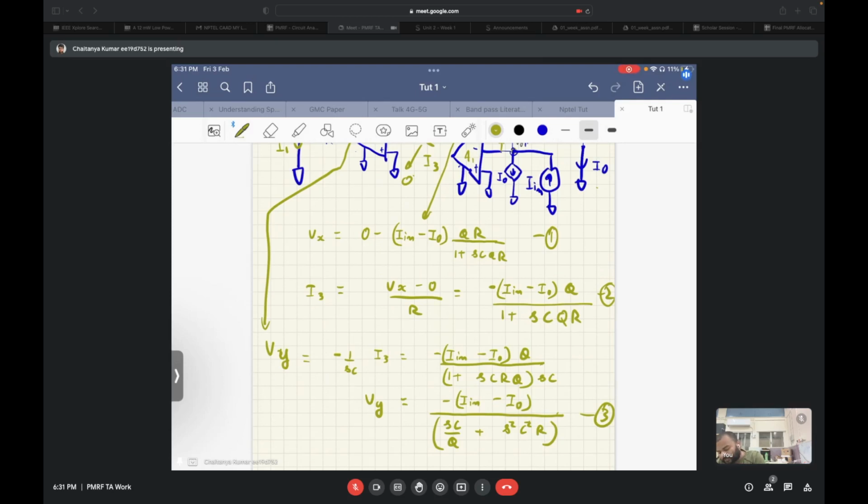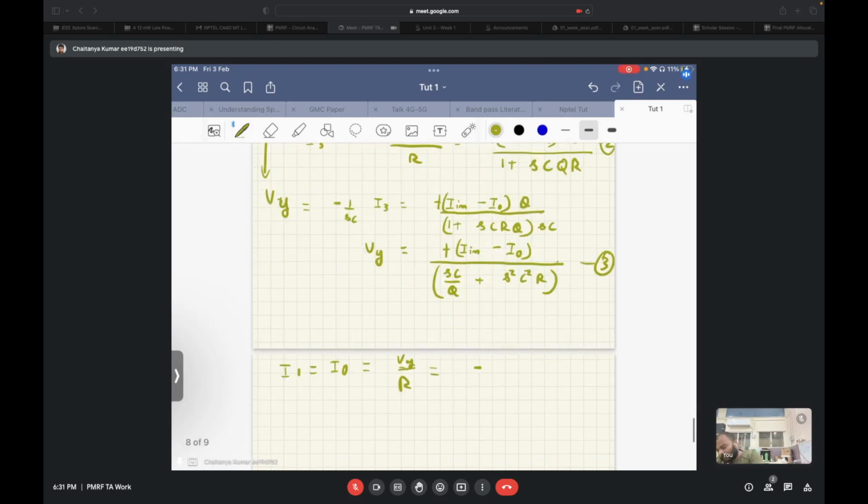So here, since I3 already has a negative sign, here we will have a positive sign. So Vy will be plus I in minus I0 divided by SCQ plus S square C square R square. Please keep that in mind. So Vy by R comes out to be I in minus I0 divided by SCR by Q plus S square C square R square.